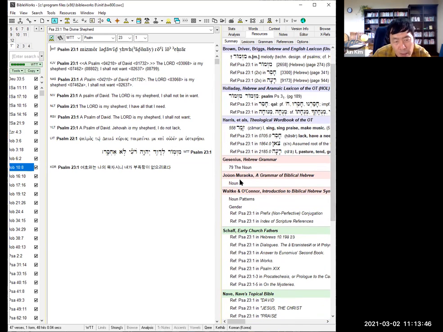Zacchaeus and Merauke, but we are not really dealing with this one, so skip it. And Waltke and O'Connor. So you can see that we have one thing here used together with the reference. This is where you have to take a look. You don't need to look at this noun, because you don't have a reference. You just apply the same rule.